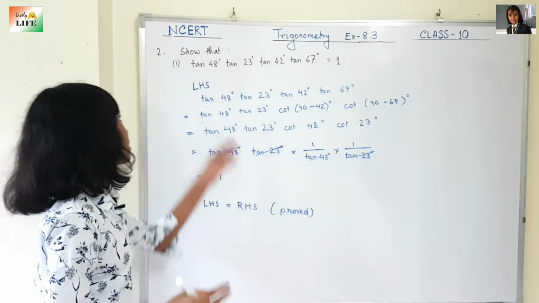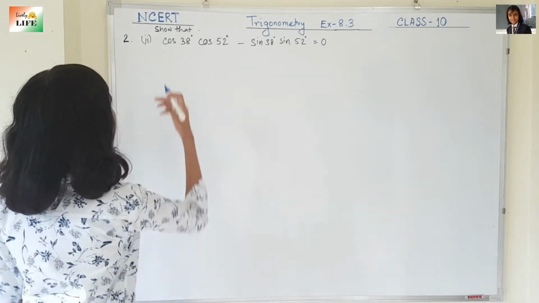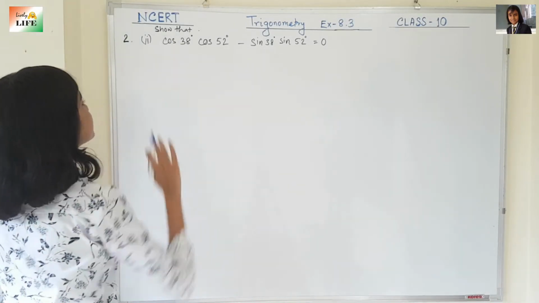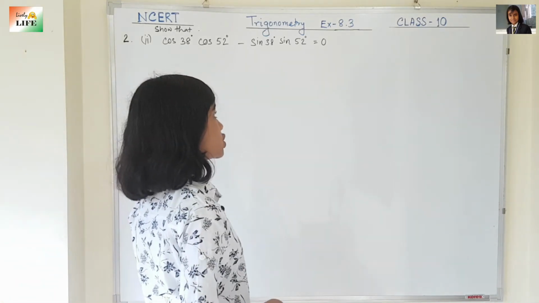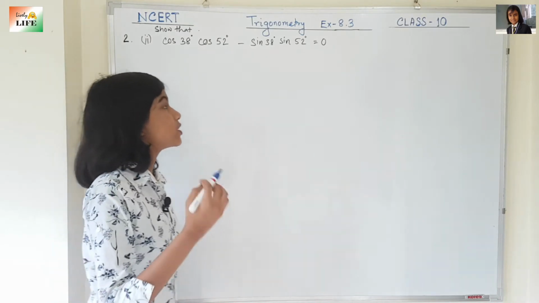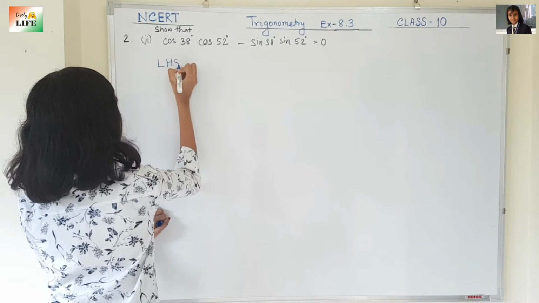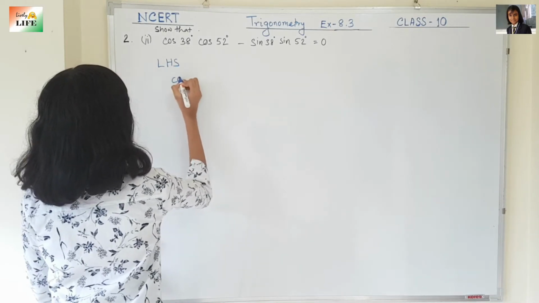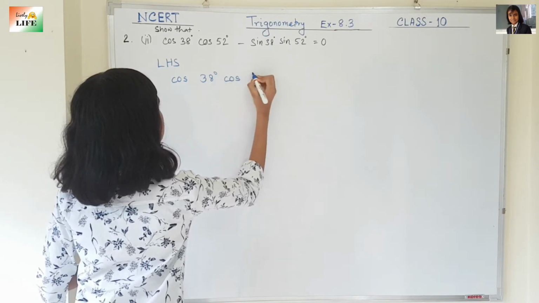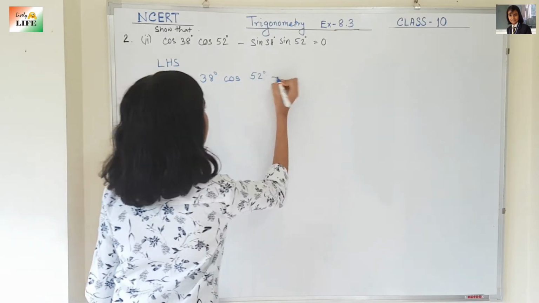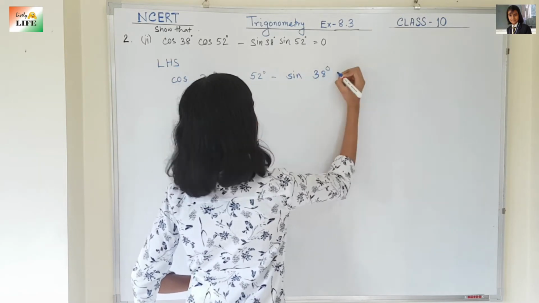Now let's solve number 2. So what is number 2? Show that cos 38 degree, cos 52 degree minus sin 38 degree, sin 52 degree is equal to 0. We have to show, okay? So first is the left hand side: cos 38 degree, cos 52 degree minus sin 38 degree, sin 52 degree.